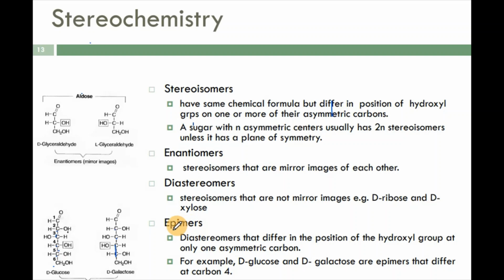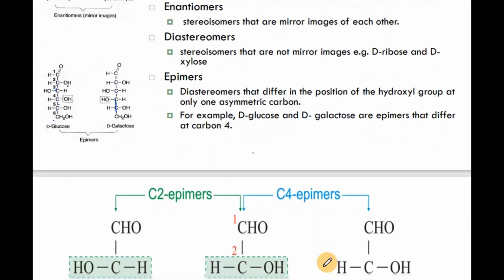The next one is what we call epimers. Epimers are very simple. When two sugars differ in position of the hydroxy and the hydrogen on one and only one carbon, we say those two sugars are epimers. So galactose and glucose are examples of epimers because they differ in position of the hydroxy group on position 4 only. So, for example, D-glucose and D-galactose are epimers that differ at carbon 4.